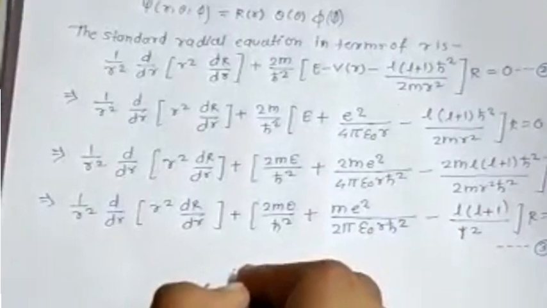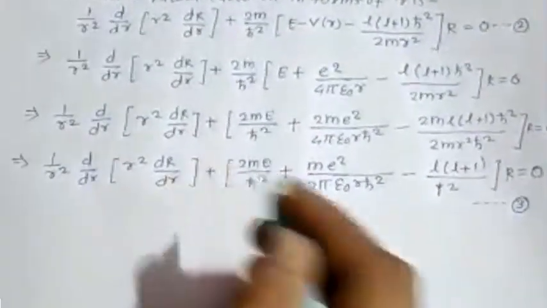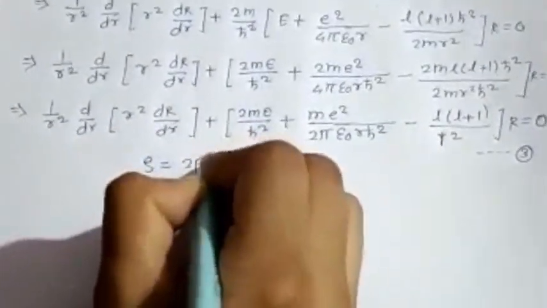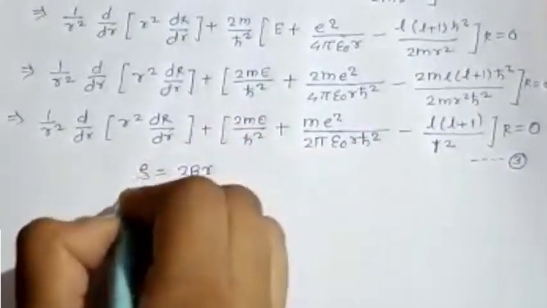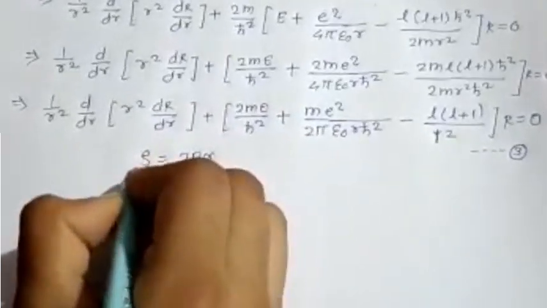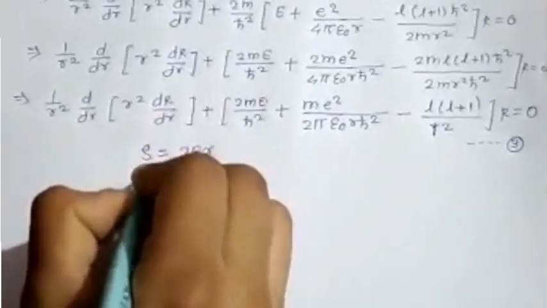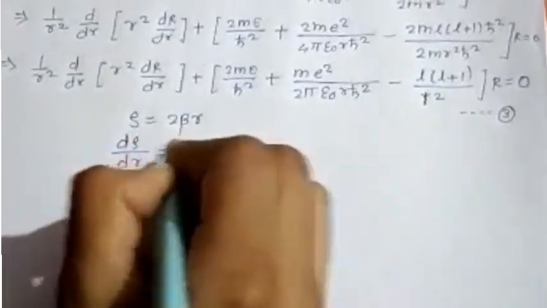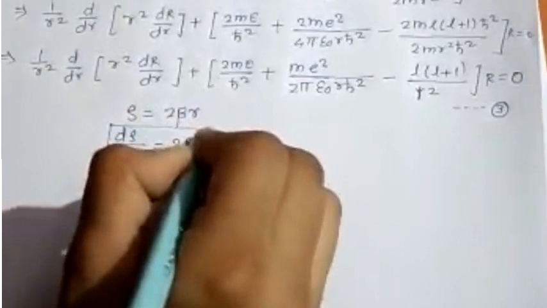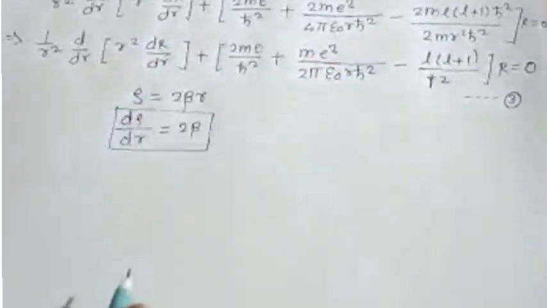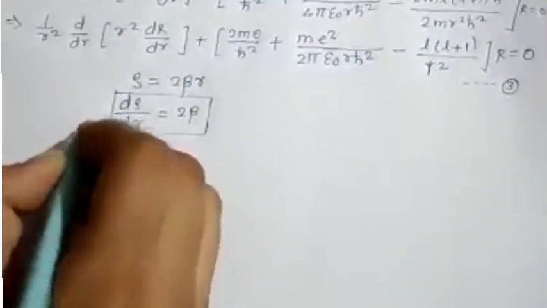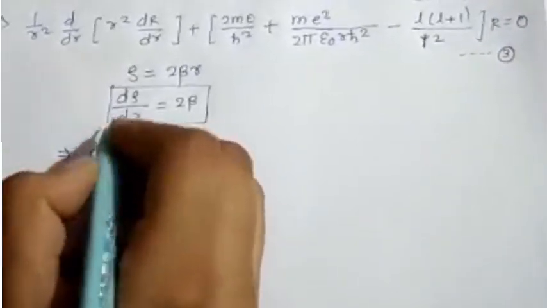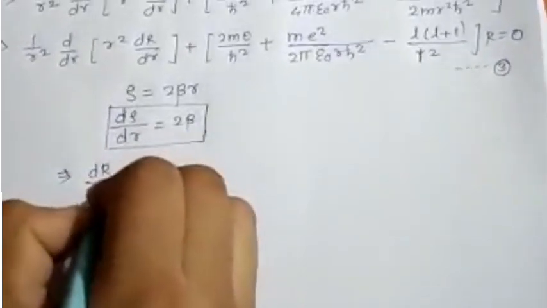Now we have to introduce a new variable, that is rho, where rho is equal to 2 beta r. Here we have to differentiate it with respect to small r, therefore the differentiation is d rho by dr equals 2 beta. This value we have to put in the equation, so we can carry forward the differentiation in terms of capital R, that is dR upon dr.